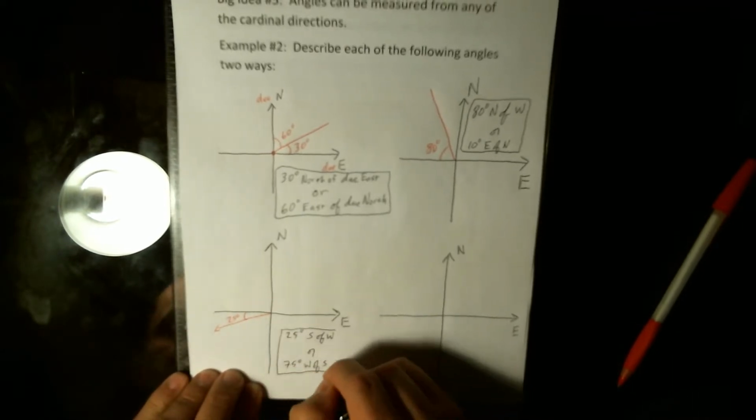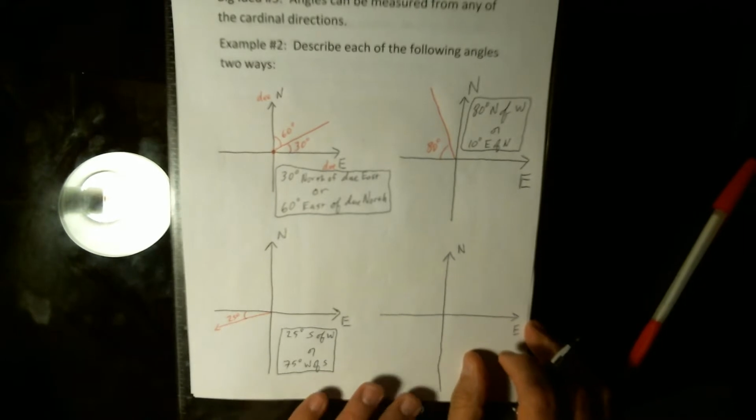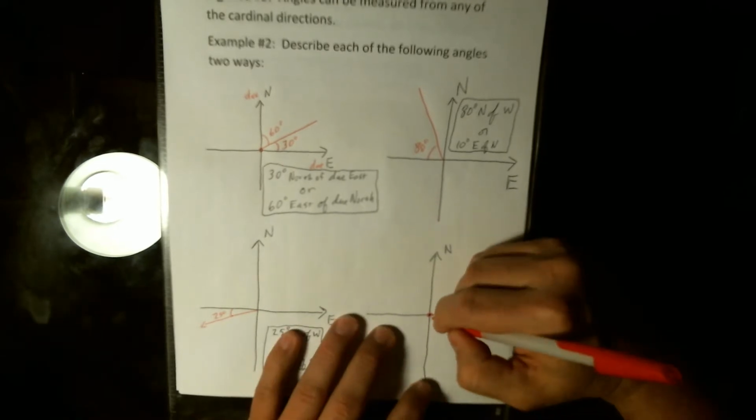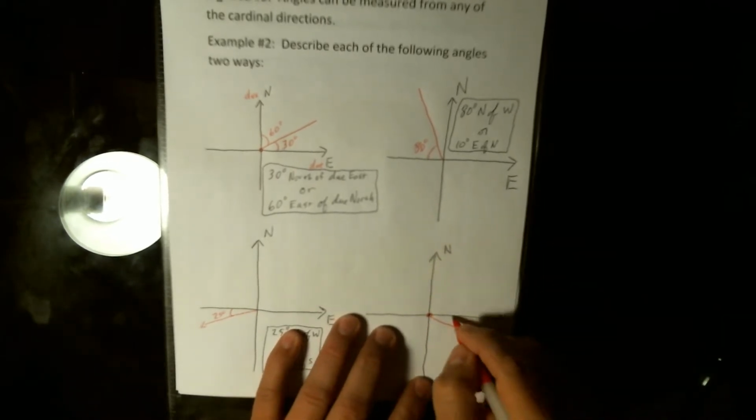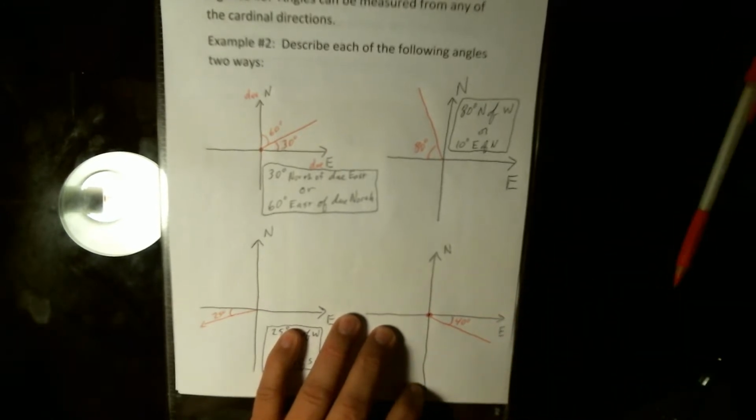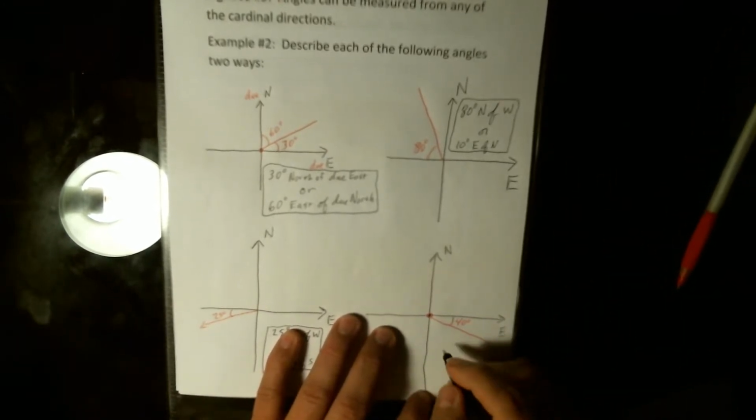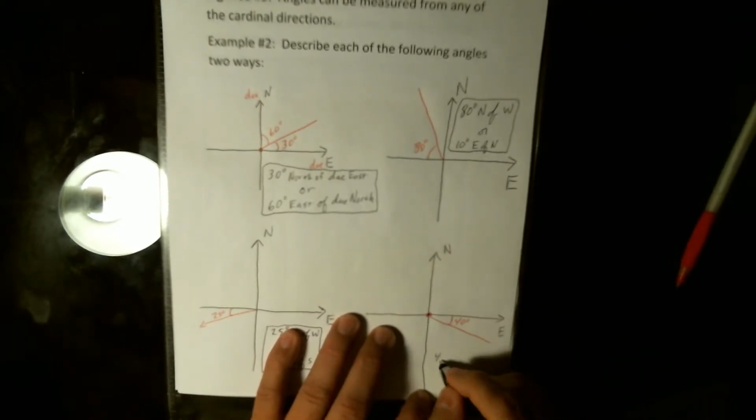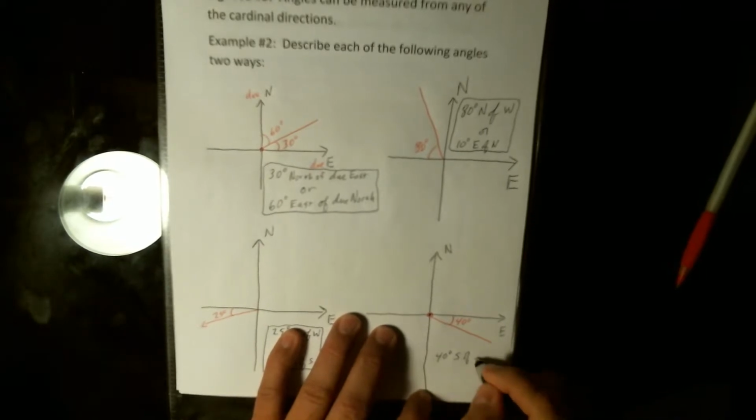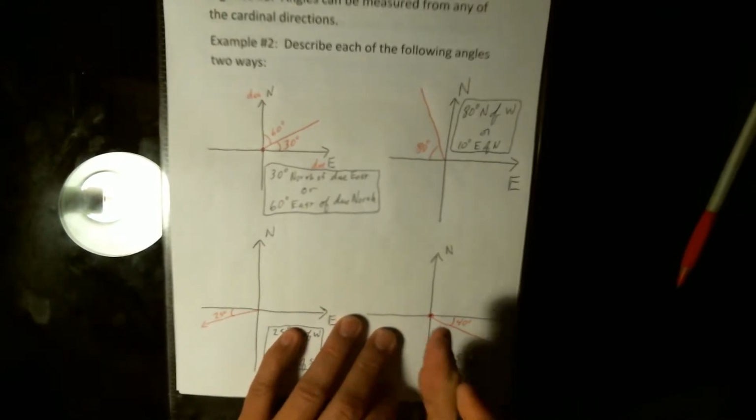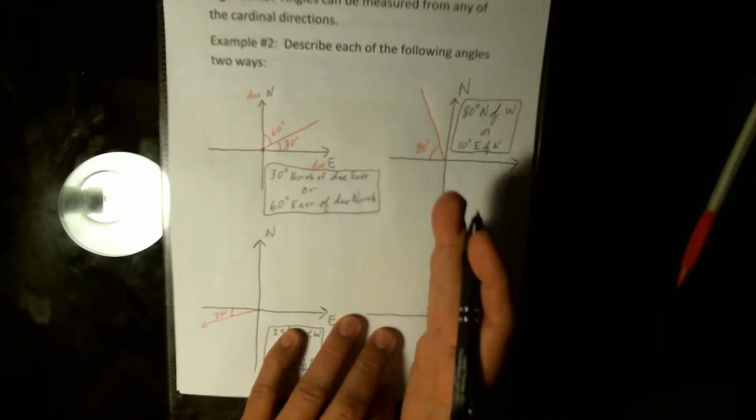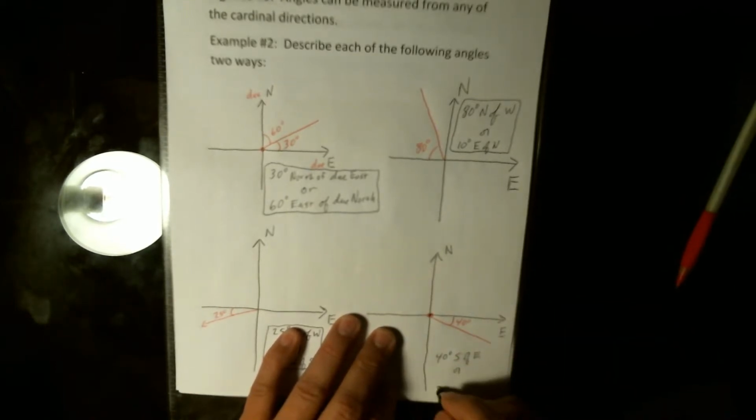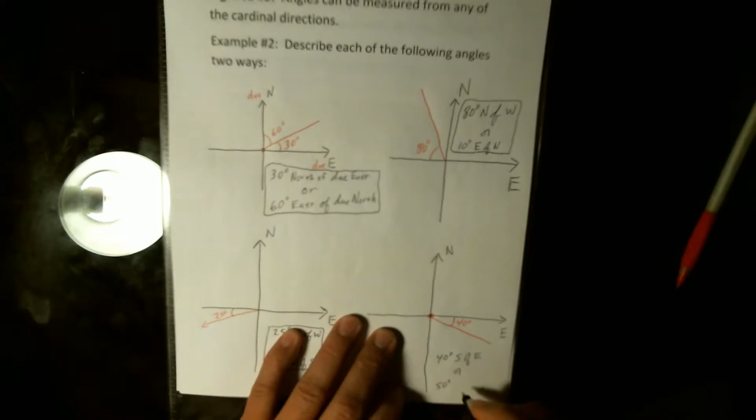Okay, let's do one in the remaining quadrant. Let's say I came off along here like this, and this is a 40-degree angle. You should be getting pretty good at these by now. So from due east, I'm going to be going south by 40 degrees. So it's going to be 40 degrees south of due east. Or, 90 minus 40 is 50. So if I were to go straight south, it would be 50 degrees to the east of due south. So 50 degrees east of south.